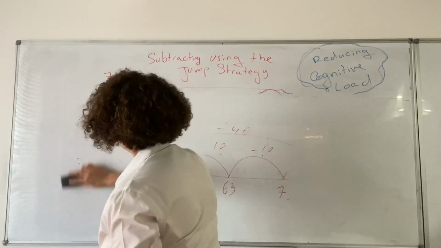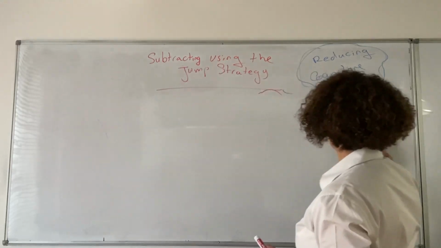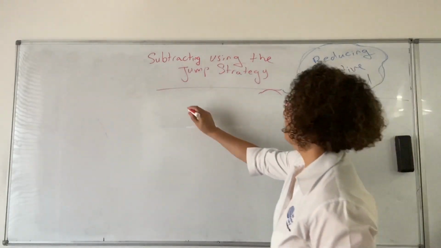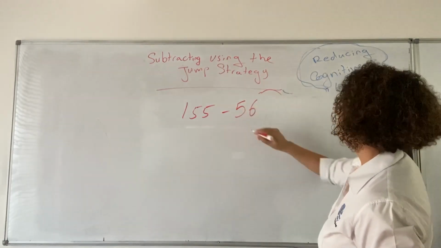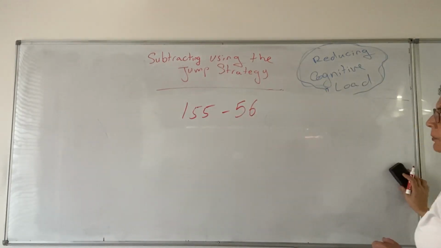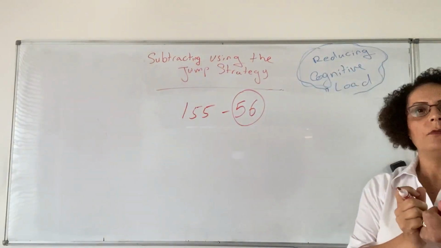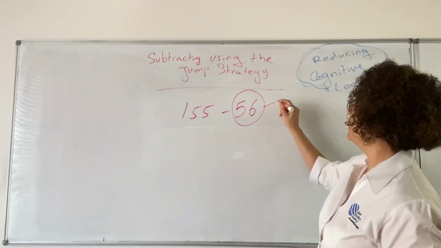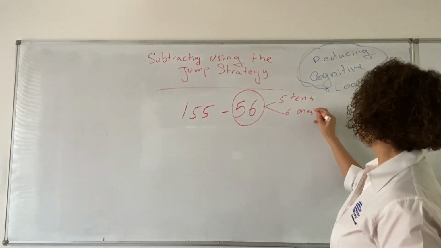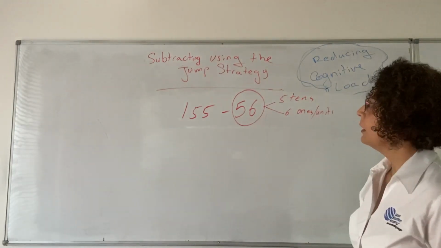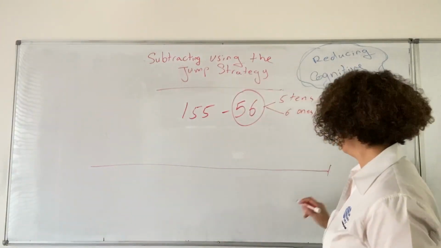And our last example, let me take a more challenging one. So let's have 155 take away 56. Now, to repeat myself again, it's good to understand the place value here. 56 is 5 tens and 6 ones or units. Okay, so start from the 155 and go all the way. Let's see what we can do here.